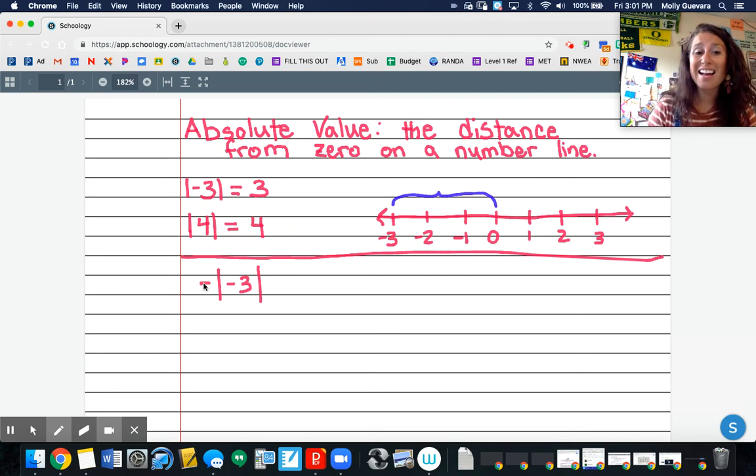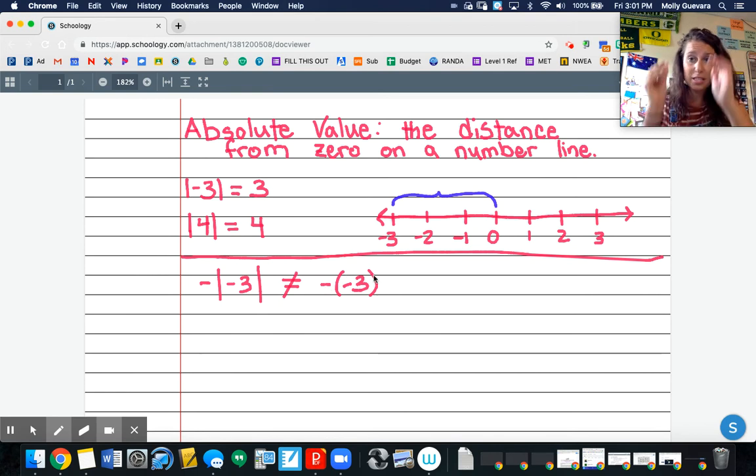You cannot distribute this negative at all, okay? So this is not the same thing as -3 with a parenthesis, right? Because if I have this with parentheses instead of absolute value bars, then I have a negative and a negative, which we know becomes a positive. That is not the same thing. You cannot do that with absolute value.